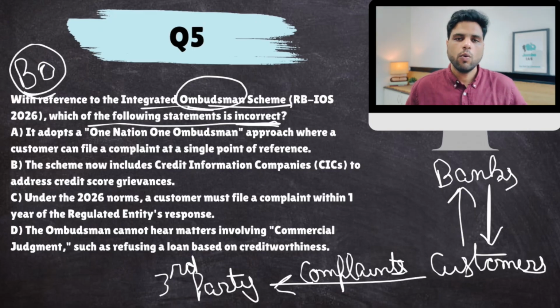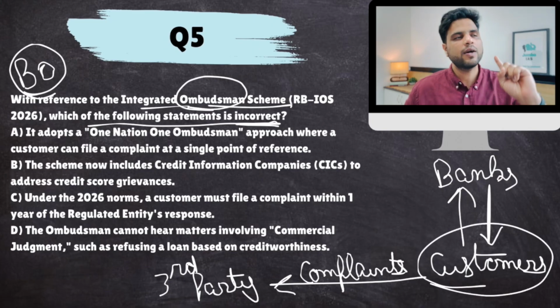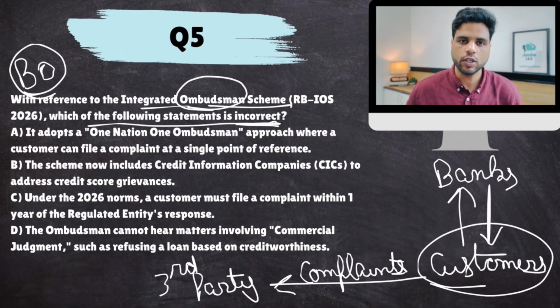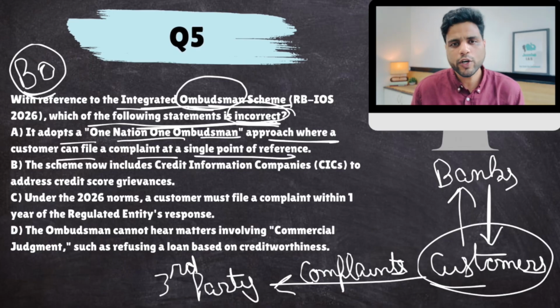Okay. Now, there are too many banking ombudsmen in India, which cater to different sets of banks. This creates confusion. That is why RBI came out with a scheme that for all the banks in India, there should be one ombudsman, so every customer can go to that one place only. There shouldn't be any confusion. So we integrated all the ombudsmen into one body, and that was the integrated ombudsman scheme. So which of the following statements is incorrect in this case? It adopts a one nation, one ombudsman approach where a customer can file a complaint at a single point of reference. Yes, that was the entire purpose of this.